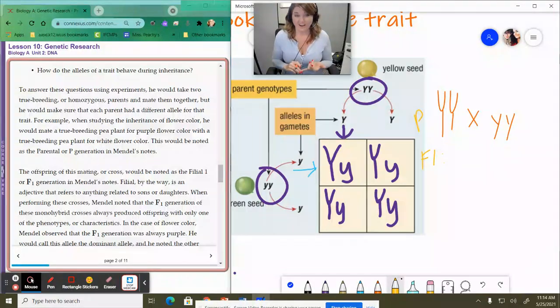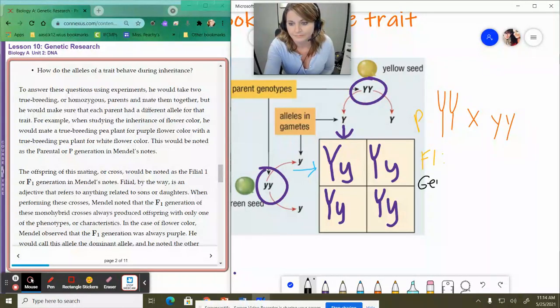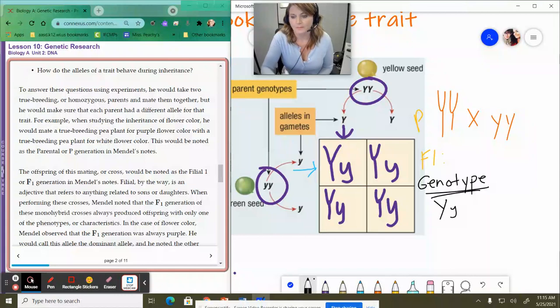All right, so got a couple of terms here we have to go through. We have genotype. Genotype is the combination of genes. The genotype for everybody in the F1 generation here is all big Y, little y. All of them are big Y, little y. So I'm going to put that's 100% of my offspring from my F1 generation.